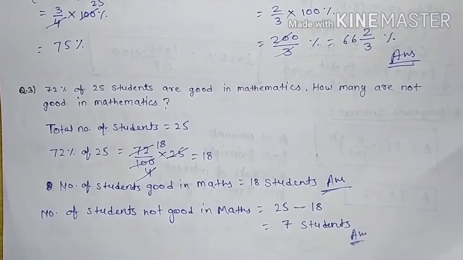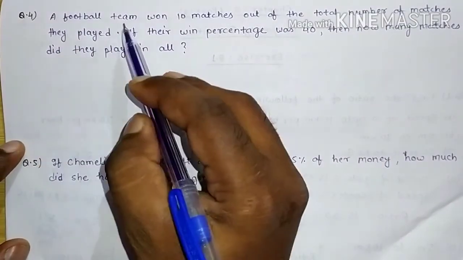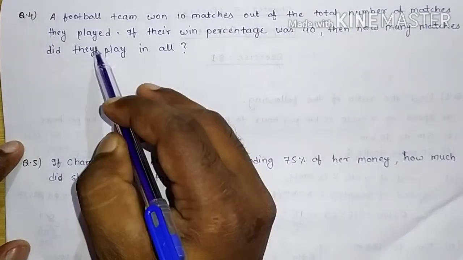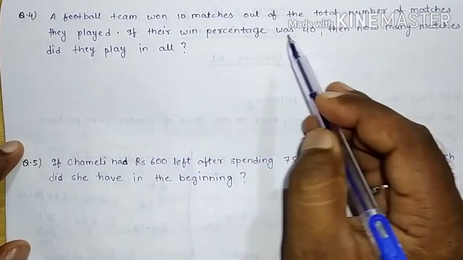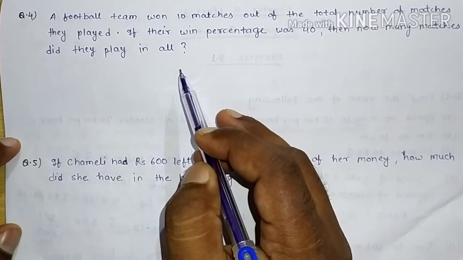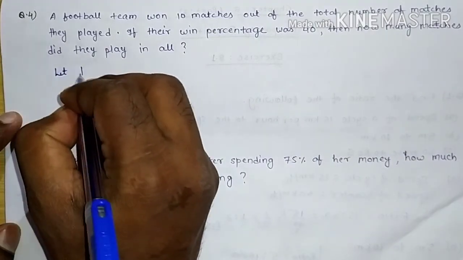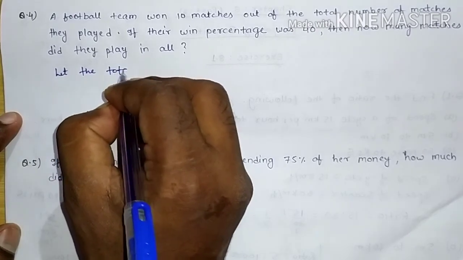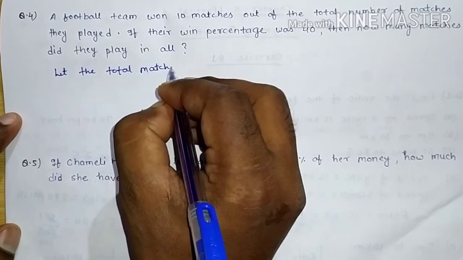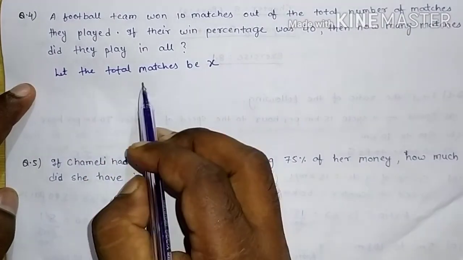So the next question, that is question number 4. Here, a football team won 10 matches out of the total number of matches they played. If their win percentage was 40, then how many matches did they play in all? So first of all, let the total number of matches be X. Here, let the total matches be X.